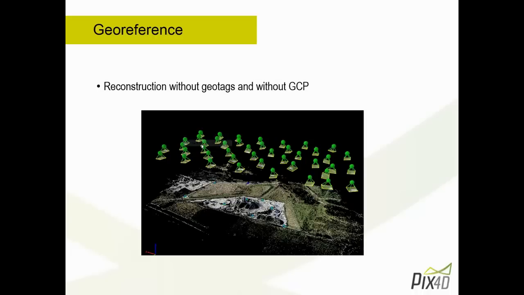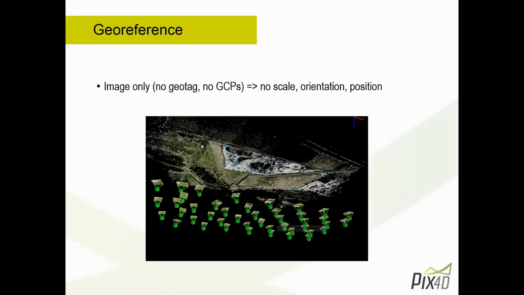Pix4D Mapper is able to reconstruct, to calibrate a project fully just from the images only, without any information about geolocation or GCP or anything. However, if you just take images without geotags and GCP and put them in the software, you will get a 3D model which is relatively correct. So if you take the proportions, they will be correct, but measuring in it will be wrong, mostly because from images only, you cannot get the scale, the orientation, and the position of your project.